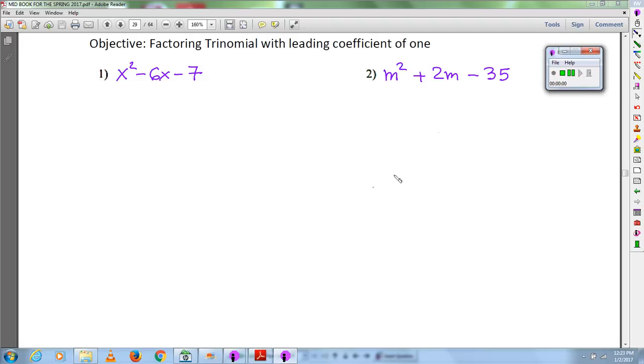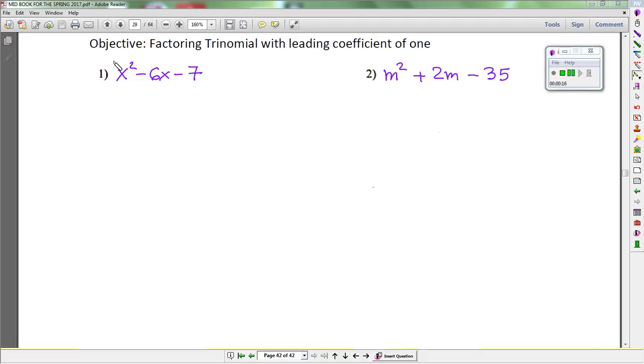The objective for this video is factoring trinomials with a leading coefficient of 1. So where is the leading coefficient? The leading coefficient is the number in front of the term with the highest exponent. In this case you don't see anything, so this will be 1. Again, the number in front of the term with the highest degree, so since you see nothing, it will be 1.